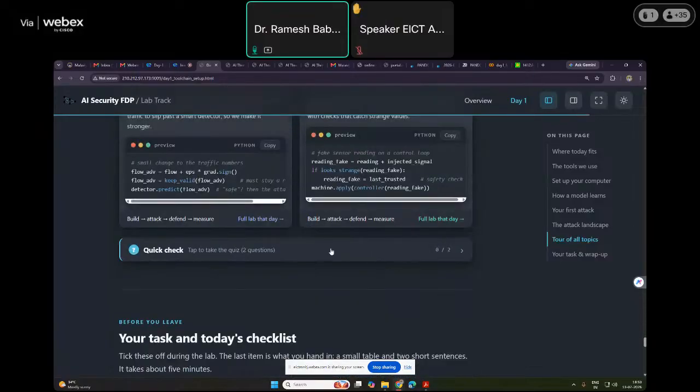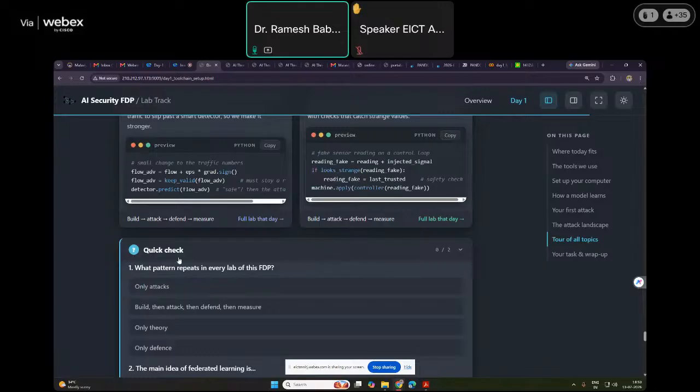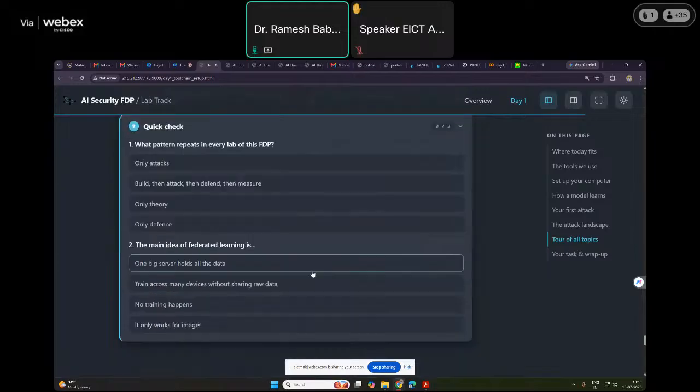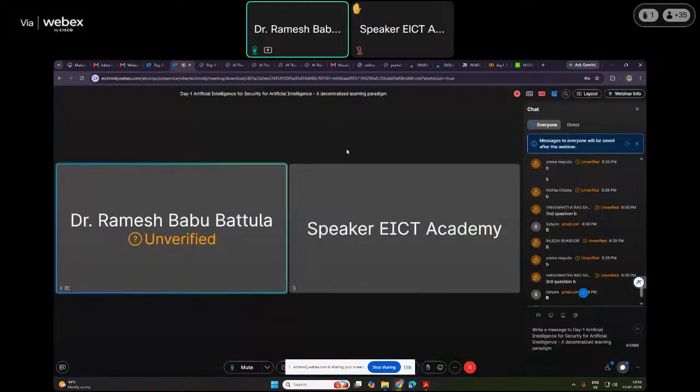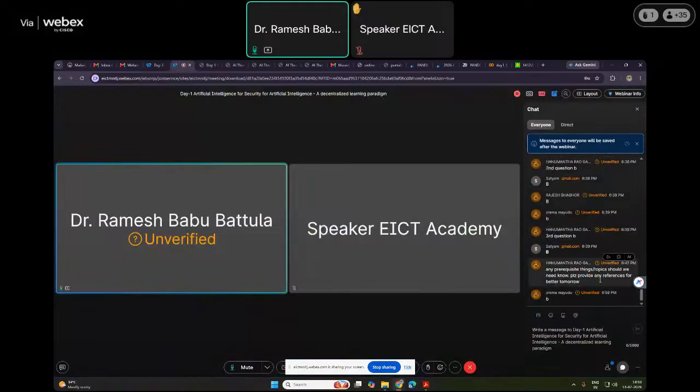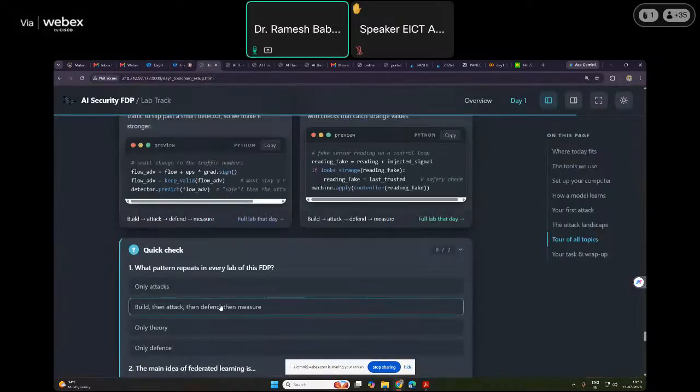Okay, so next again we have a basic quiz. What pattern repeats in every lab of this FDP? Okay, B. Yeah, correct. It is about building the system, then attacking the system, then defending the system. So this would be the basic pattern of our FDP throughout the sessions.